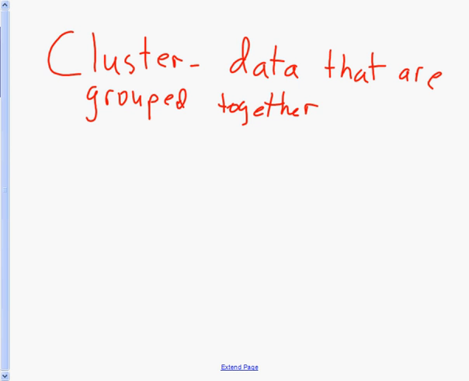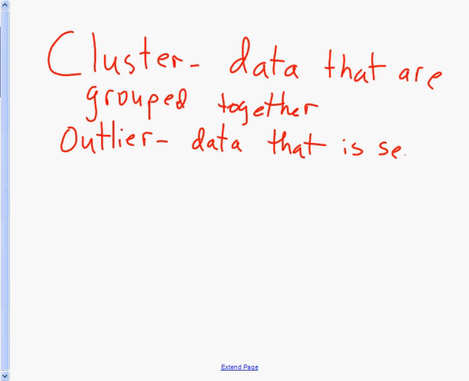Then we have the opposite of cluster, which would be an outlier. Outlier is going to be something that lies on the outside, meaning it's going to be kind of a point that is away from the rest of the group. So we'll say that by saying data that is separated from the rest of the data.